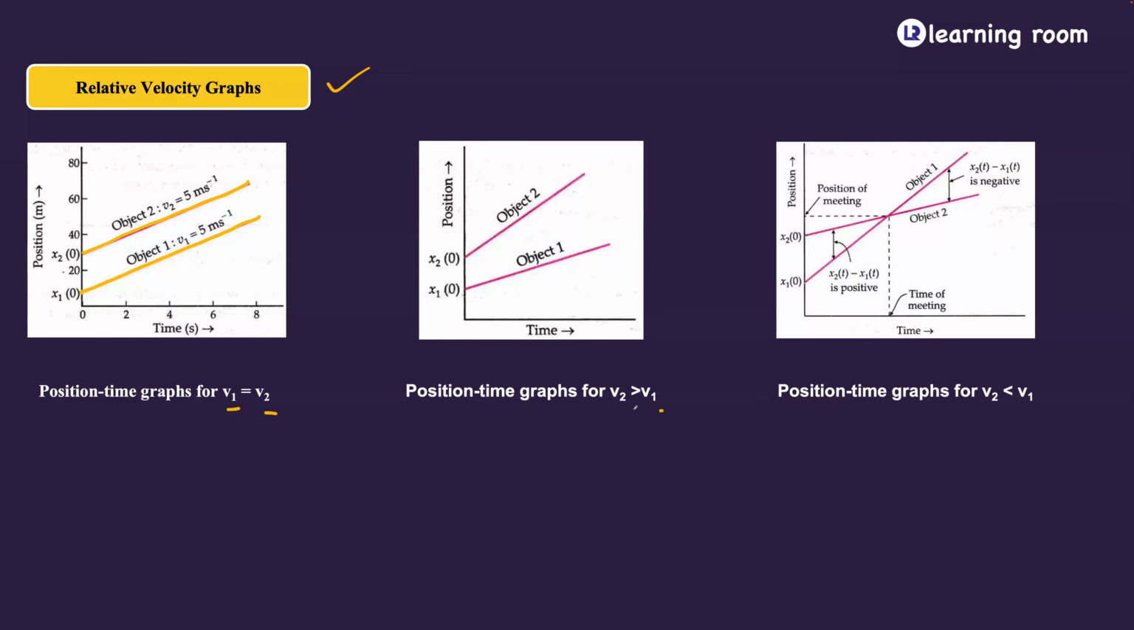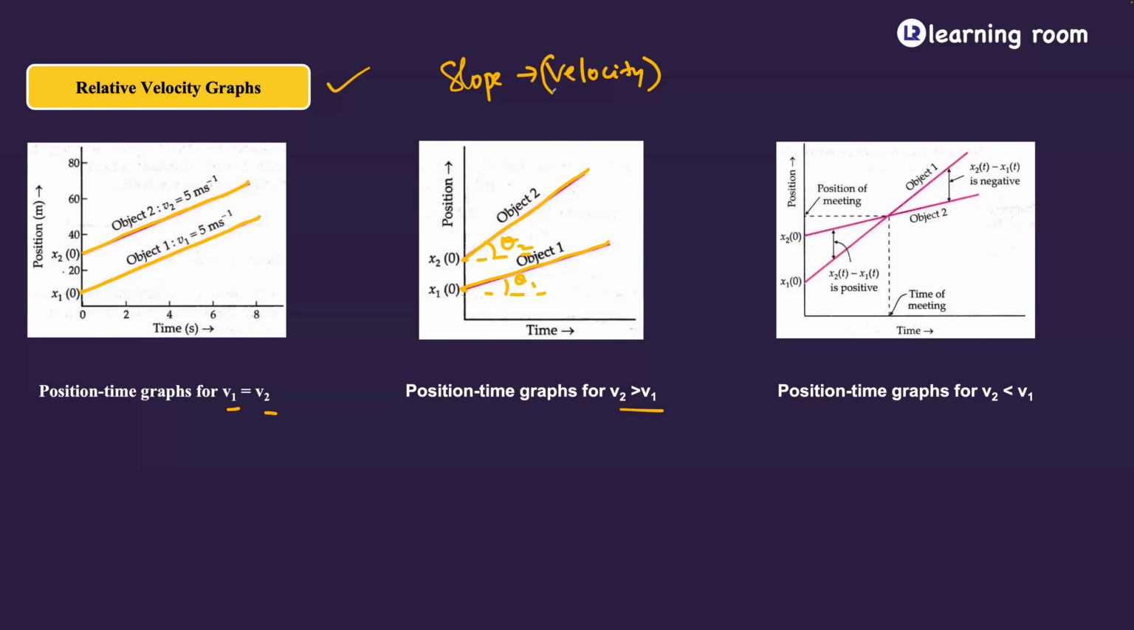Suppose velocity of second is greater than velocity of one, then the second line will be at a greater inclination compared to the inclination made by the line from the first object. Because for a position time graph, what is slope? Slope is velocity. So if the velocity of the second object is greater than the velocity of the first object, then the slope of the second object should be greater than the slope of the first object. That is why this makes more angle.